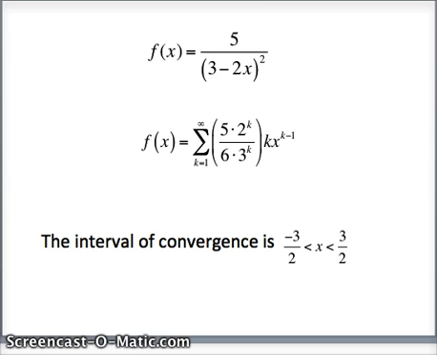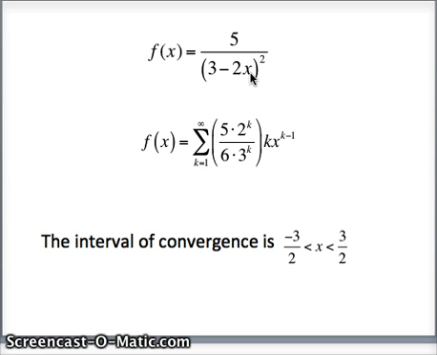And just something to notice, it was 5 over 3 minus 2x squared. When is the denominator 0? That's when x is 3/2. So there's no way x equals 3/2 can work for this function because it's not in the domain. That leads us to an asymptote. So it shouldn't surprise us that 3/2 is not in the interval of convergence.